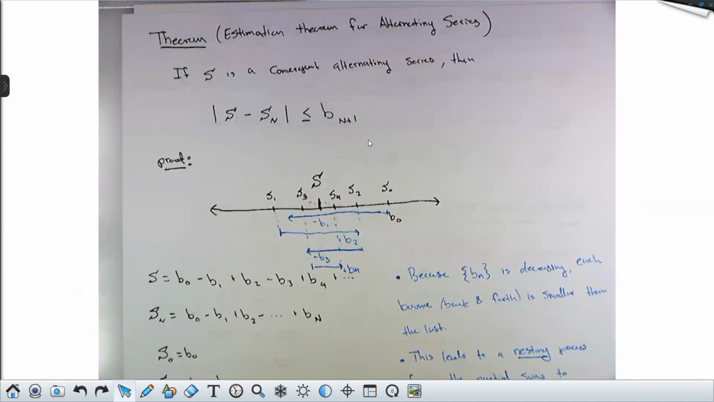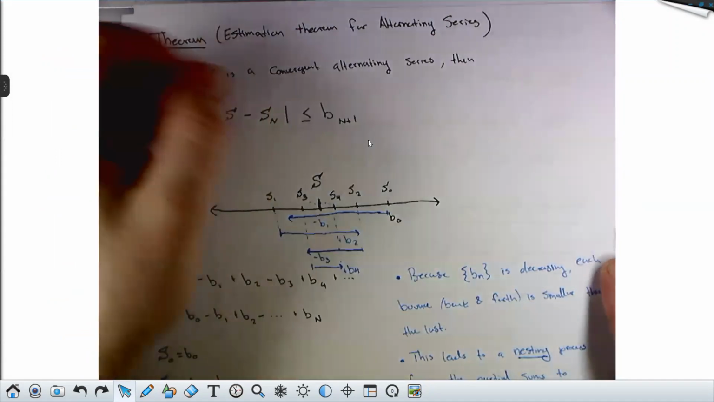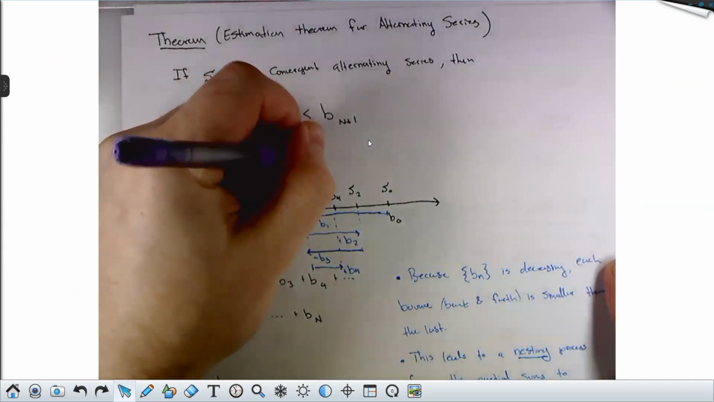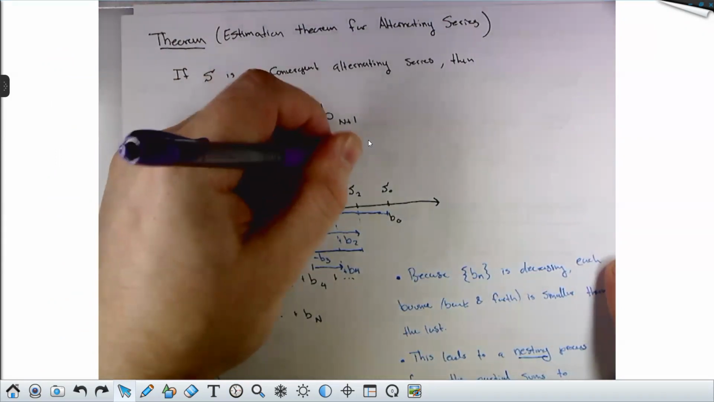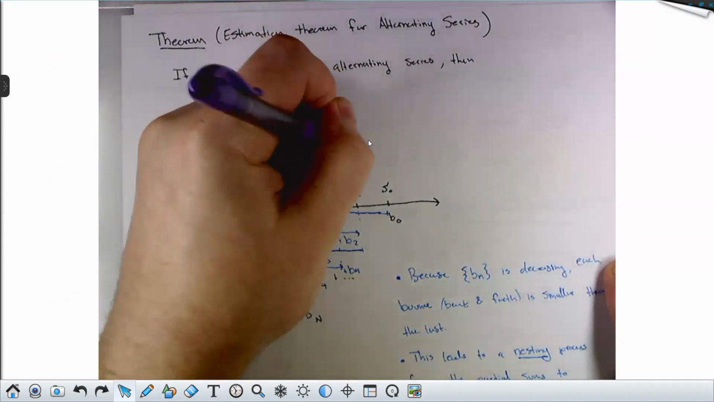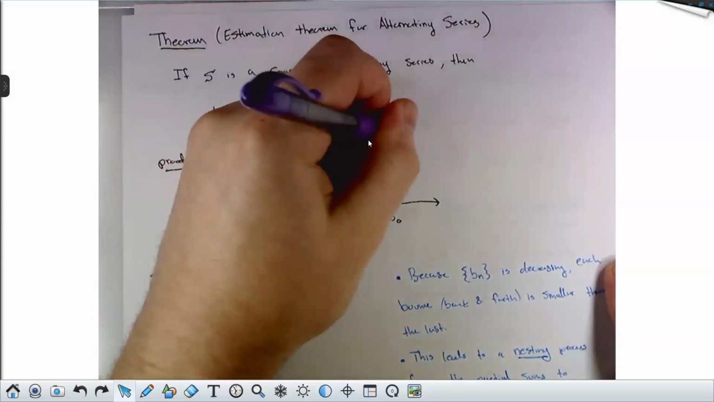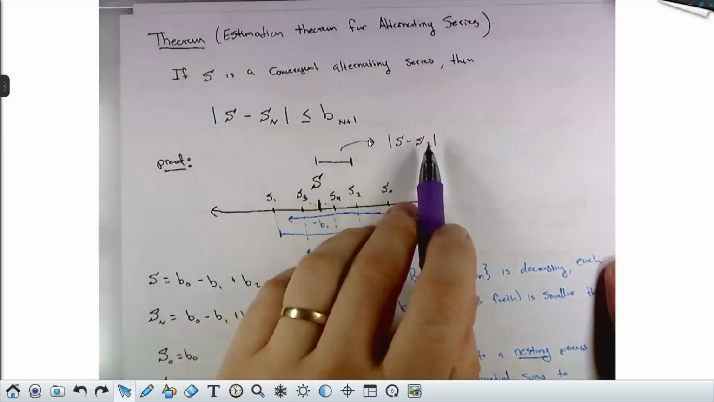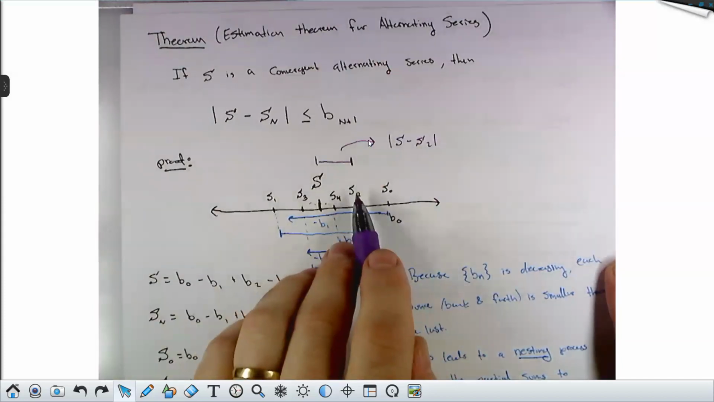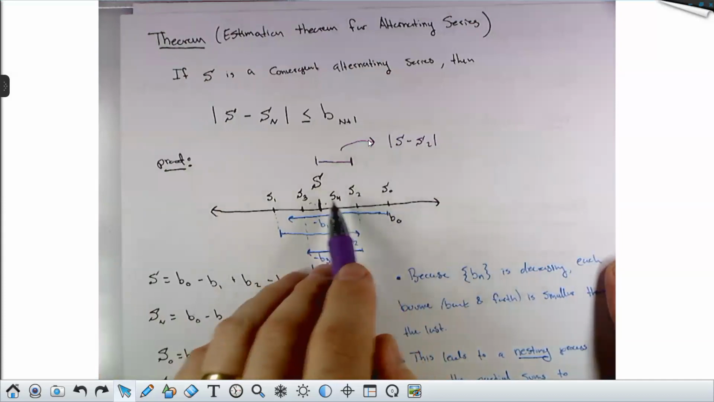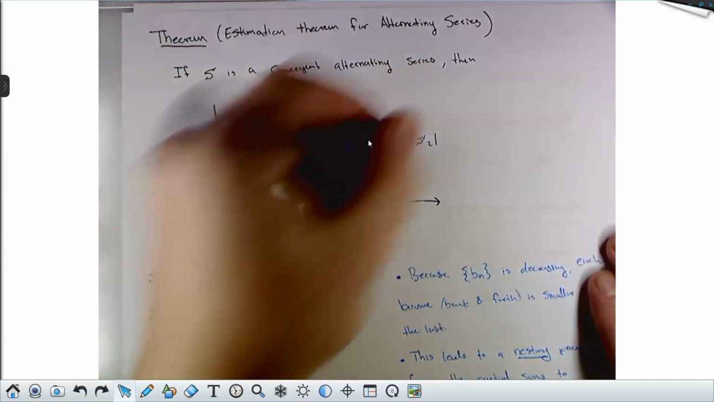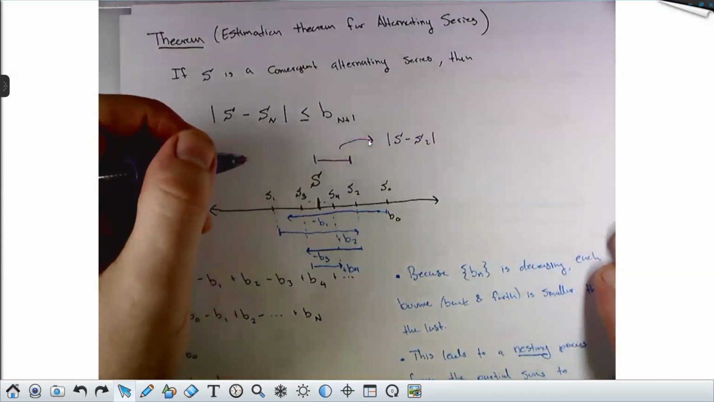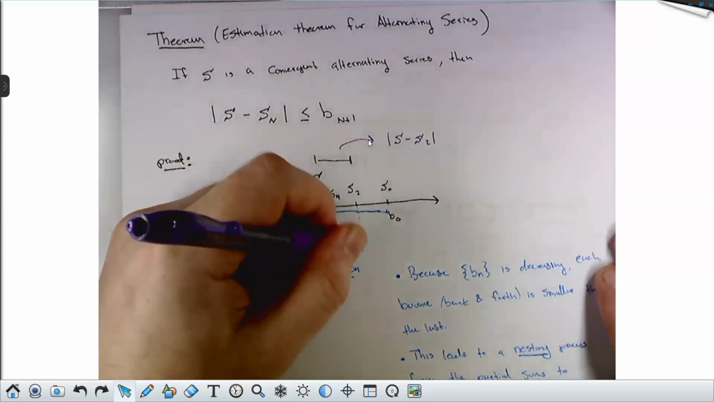I can try to highlight this here. Like the distance from, let's say, S to S2 is this distance. That distance is the absolute value of S minus S2. We use absolute values for distances here because this could be positive, could be negative. In this case, S2 is larger than S, so if you subtract those, it would be negative, but we just want to talk about the distance. And then B3 is this distance right here.